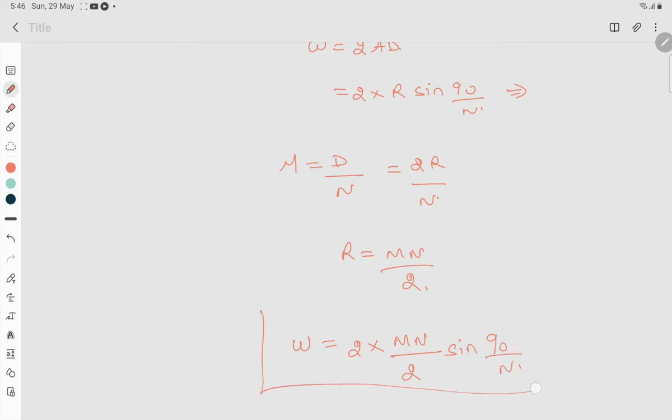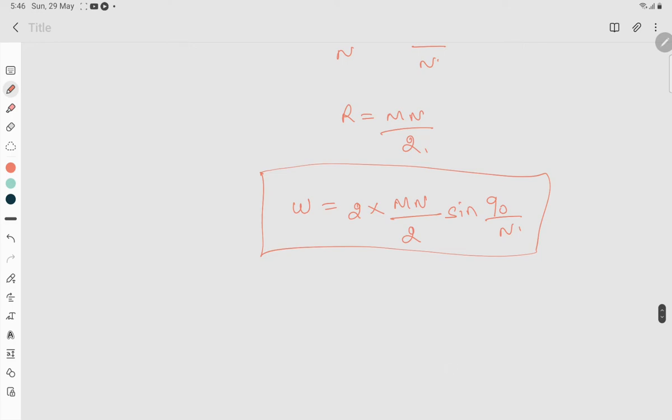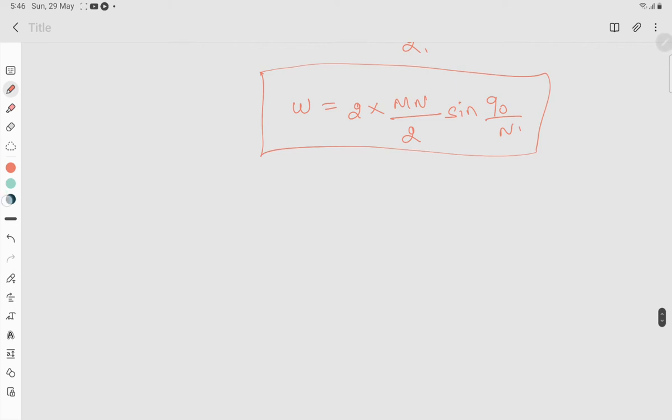So this is the theoretical relation for finding the chordal thickness. So it depends upon module and number of teeth. Okay, so if you know the number of teeth and module, you can easily find the chordal thickness. So next we'll derive the relation for chordal addendum.